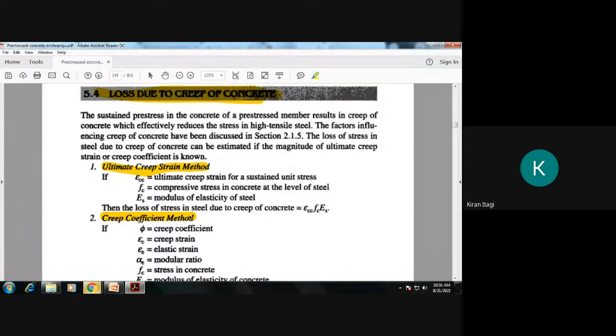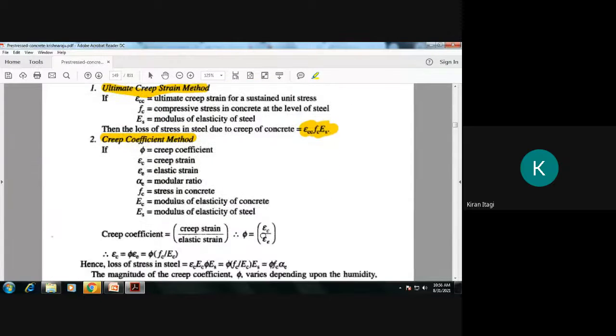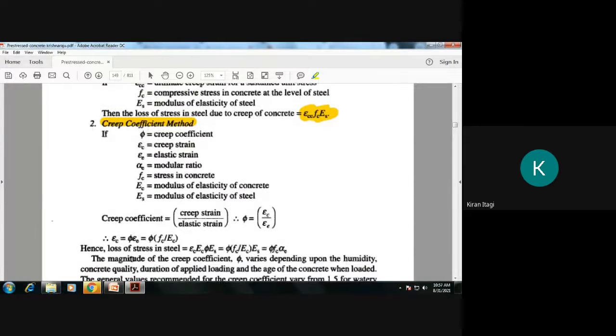In the question, he will mention whether it is the ultimate creep strain method or the creep coefficient method. If he says to use the ultimate creep strain method, then the formula will be epsilon cc, fc, and Es. Epsilon cc is nothing but the ultimate creep strain of the sustained stress, fc will be the compressive stress in the concrete, and Es will be the modulus of elasticity. And if he says the creep coefficient method, then the formula will be only this much.